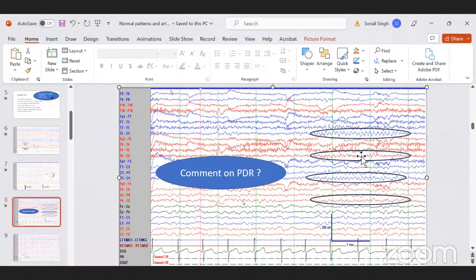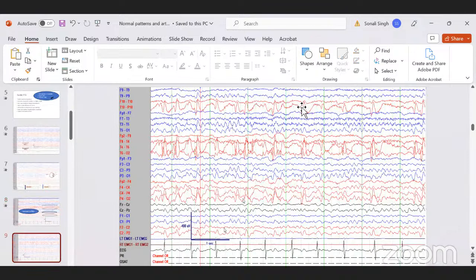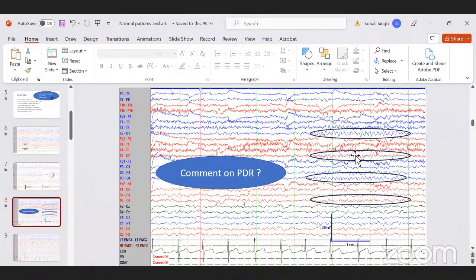And this was just to confirm that finding, that this girl actually had discharges from her right occipital region, and on MRI she had that right occipital gliosis. So that was the reason why we did not appreciate PDR on the right side.